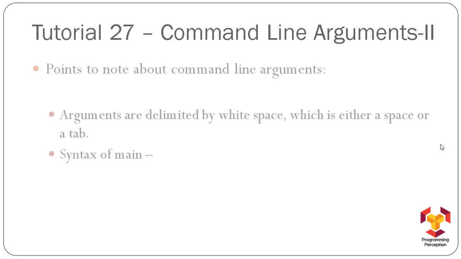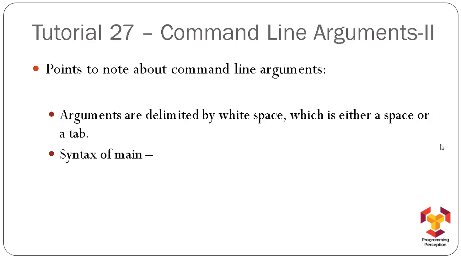So let's begin. Some points to note before I show you the syntax of main. You should know about command line arguments before you start making a program on it. Arguments on the command line are delimited by white space, which is either a space or a tab. Generally, when we pass more than one argument value to a function, we separate them by comma. But when we pass command line arguments to main, we will separate those values with white space rather than with comma. I will show you that, so don't worry about it.